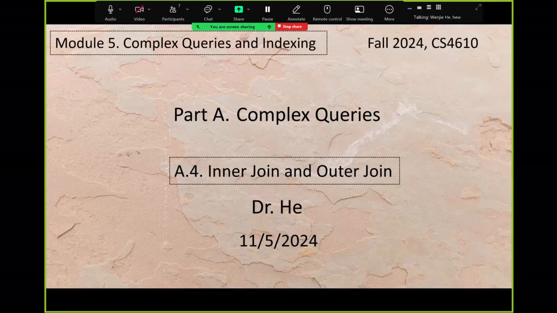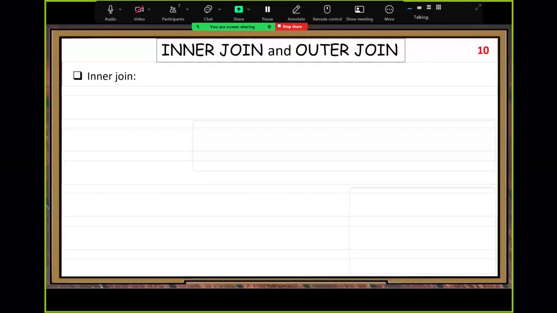8.4, inner join, outer join. This time we need to compare. We need to see the difference. The outer join is a different concept. After you understand the difference between inner join and outer join, sometimes you need to apply the outer join, not the inner join. So let's look at the difference. Inner join is the default. We're familiar with the inner join. So far, in all our questions, we use inner join, the default type of join.